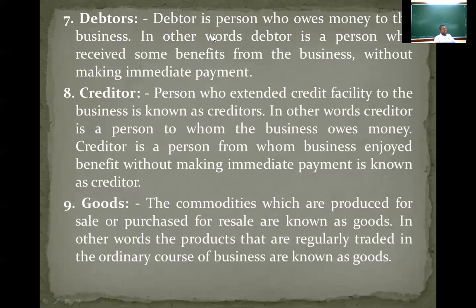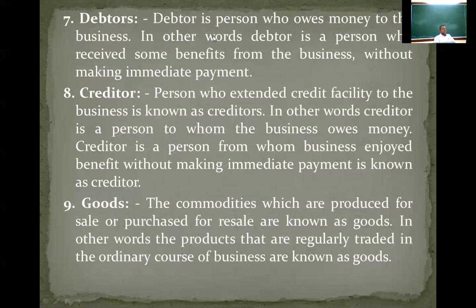They are called as goods. In very simple words, the commodities that are regularly traded in business are called as goods. Traded is nothing but the commodities that are regularly exchanged in business. The commodities that are produced, meaning manufactured for sale, and the commodities that are purchased for resale are called as goods.